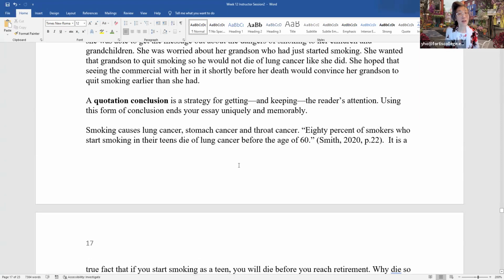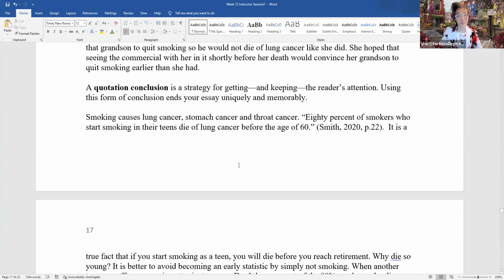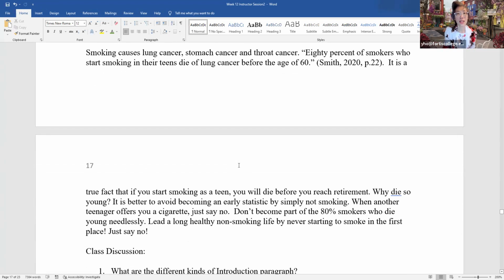So the last conclusion paragraph is a quotation conclusion, in which you start it off like a pie structure. It's just like the pie structure, in which you have your thesis statement as the first sentence. Then you write one important main in-text citation, and then you talk about the in-text citation for the rest of your paragraph. So a quotation paragraph is synonymous with a pie structure paragraph.